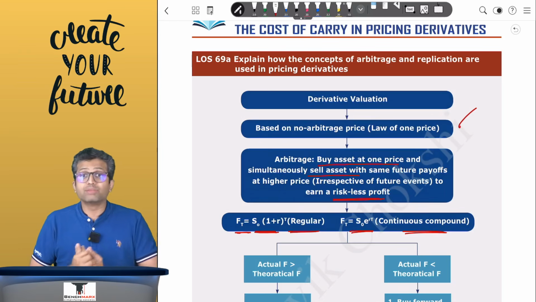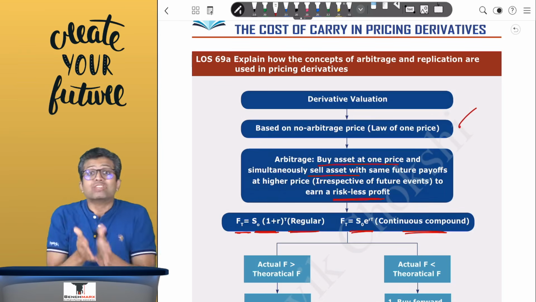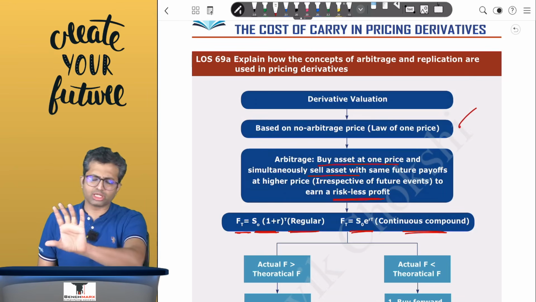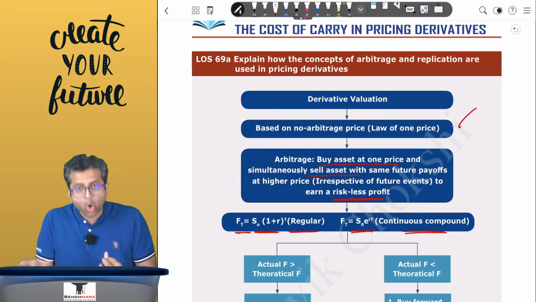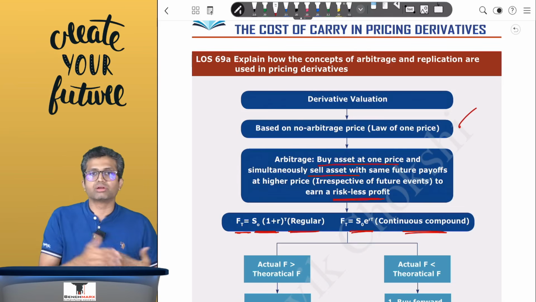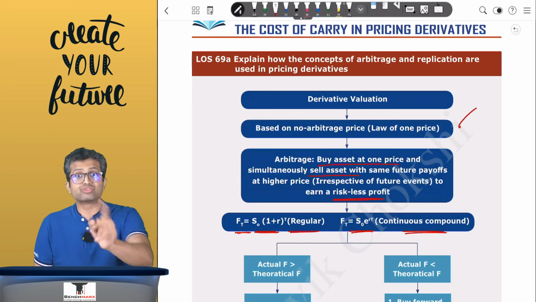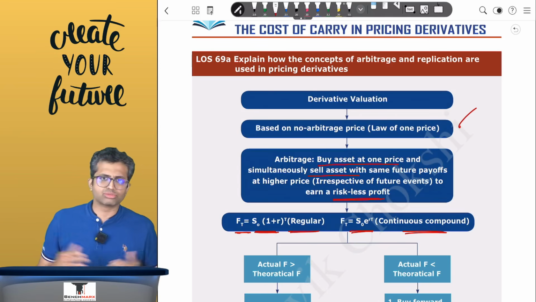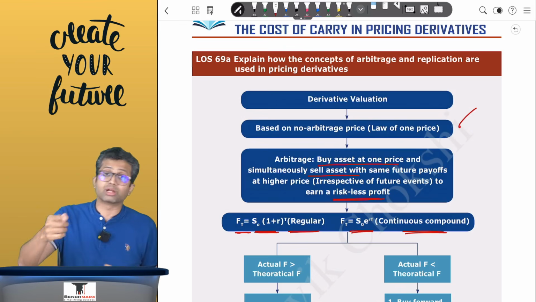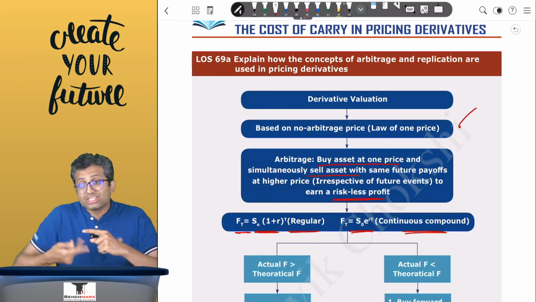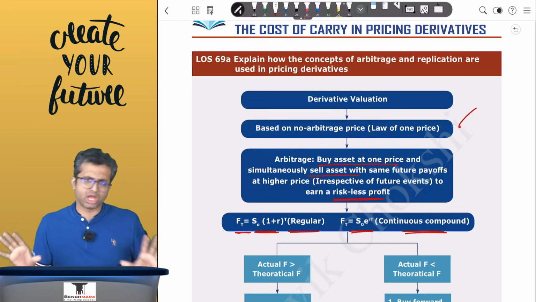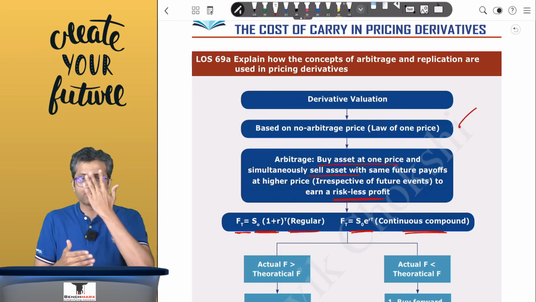So if your actual futures price is greater than the theoretical price, you can sell the futures and buy the share in the spot market. Or the other way around, if the futures price is 105, that means it is cheaper to buy in the futures market. So your strategy should be to buy the forward or futures at 105, in which case you will take the opposite position in the spot market, that is a sell position.